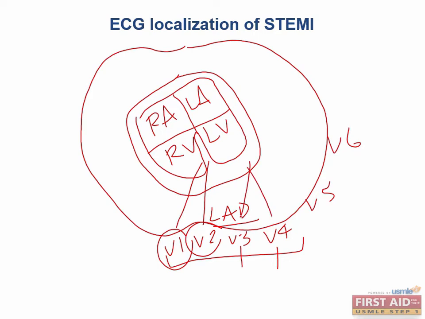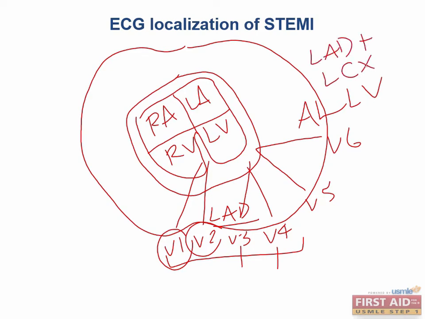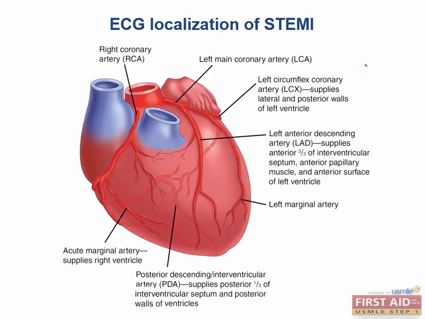Now V3 and V4 are more towards the anterior apex of the heart, kind of pointing towards this area. So if V1 through V4 are focusing on the anterior wall of the left ventricle, what are V5 and V6 going to be detecting? V5 and V6 are looking at the anterolateral wall of the left ventricle. That means we're talking about the LAD plus the left circumflex, because these are the two arteries that supply the anterolateral wall.